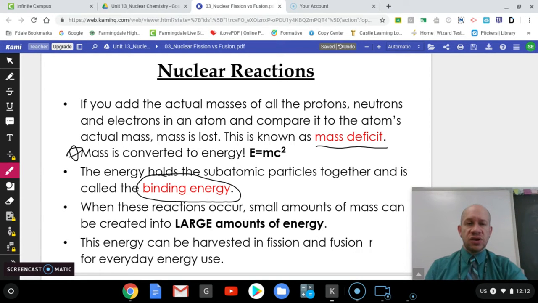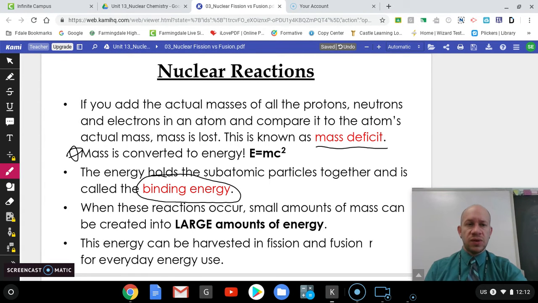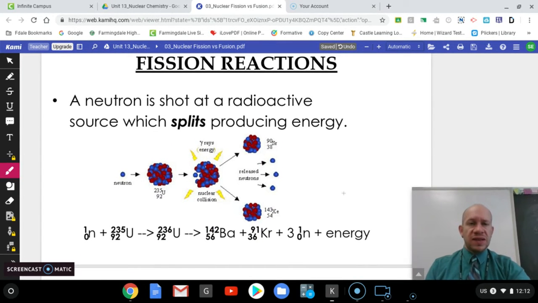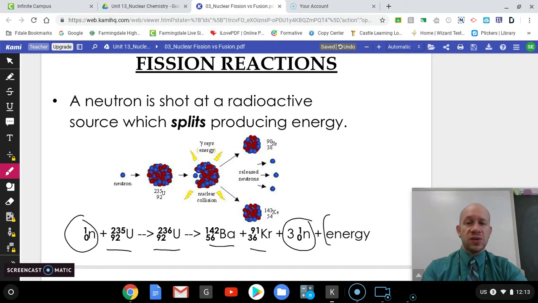However, when nuclear reactions occur, small amounts of mass can be converted into large amounts of energy. So this energy can be harvested in fission and fusion reactions for everyday use. So this should say reactions. So fission reactions is when a neutron is shot at a radioactive source which splits that nuclear source and produces energy. So here is a neutron, and I'm going to throw it at uranium-235, and thus I'm going to create a larger unstable nucleus, which will decompose into barium and krypton, and will release three neutrons and energy.